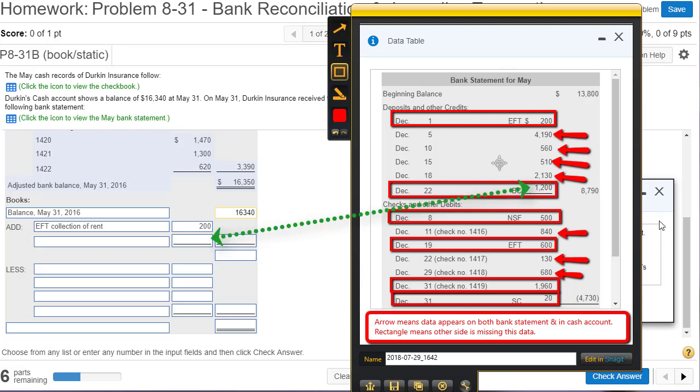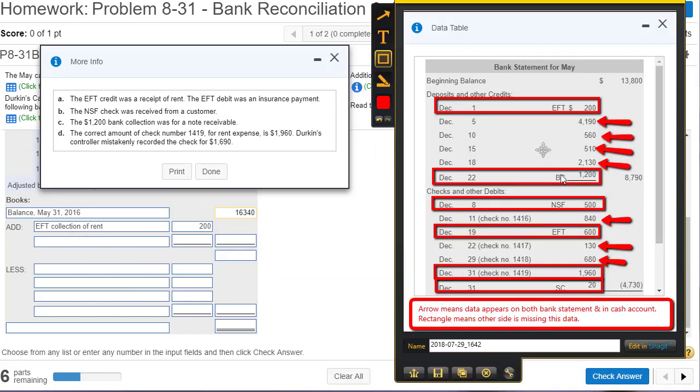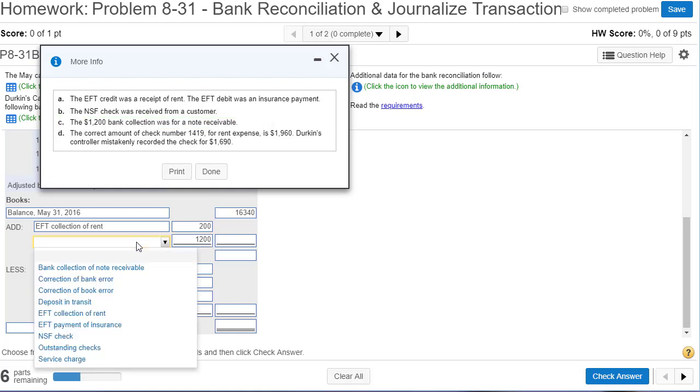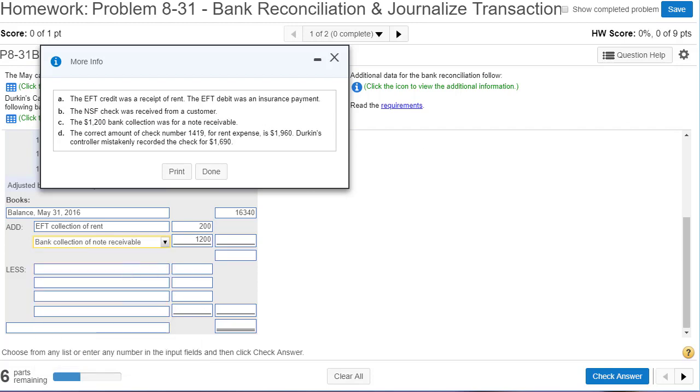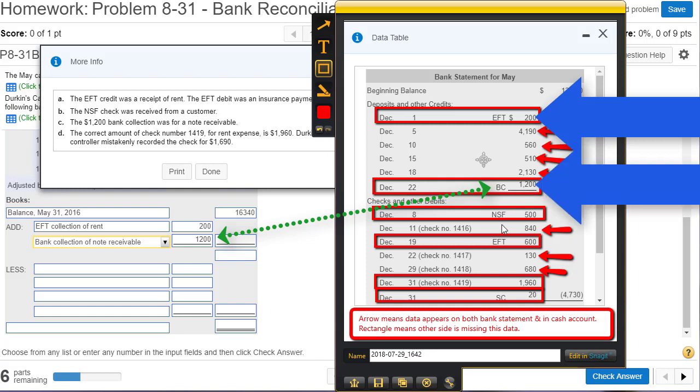Now we've got a $1,200 deposit. We have to figure out why we had a $1,200 deposit. BC stands for bank collection. So let's go down here. It says the $1,200 bank collection was for a note receivable. Because it's a collection, I'm going to put it under the addition area. $1,200 bank collection of note receivable. BC stands for bank collection. So we've taken care of this one, and this one.